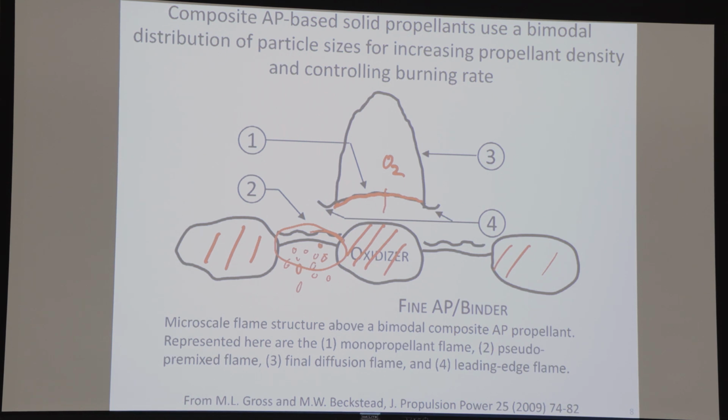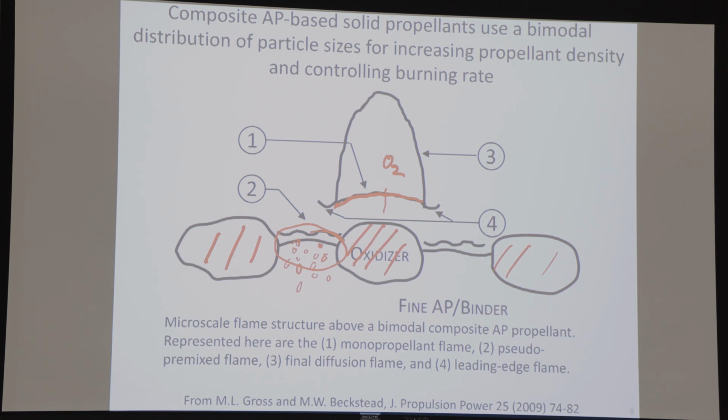if the particles are small enough, and as I pyrolyze the binder, they start coming off of the surface, and because of the length scales of the small particles, I can get sufficient mixing before complete burning. So it starts looking more like a pre-mixed flame with very fine particles that, as they start to decompose, they mix very quickly with the pyrolysis products.